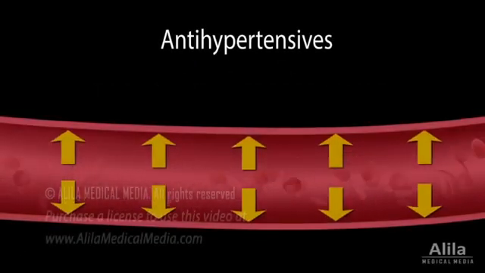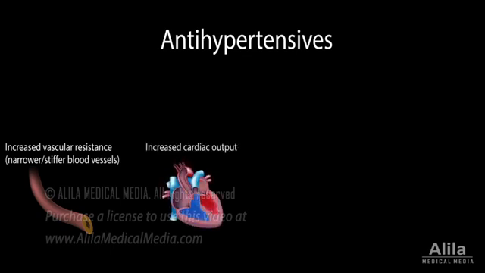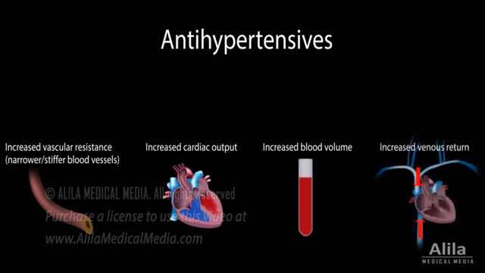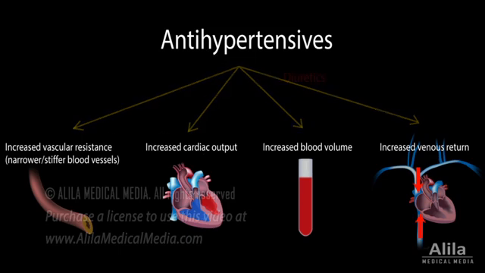Hypertension is most commonly associated with an increase in vascular resistance caused by narrower or stiffer blood vessels, but other mechanisms, including increased cardiac output, large blood volume, or excess venous return, are possible. These factors are the targets of antihypertensive agents, which can be grouped into several categories.